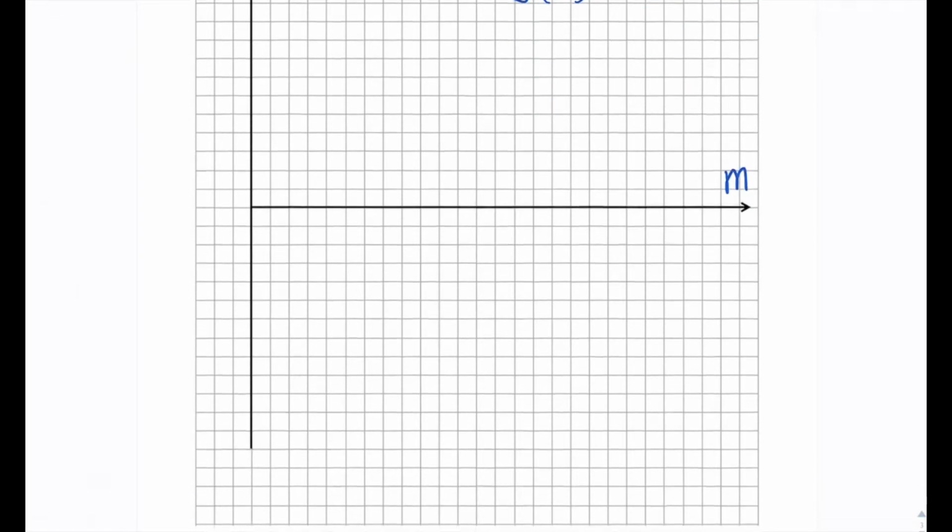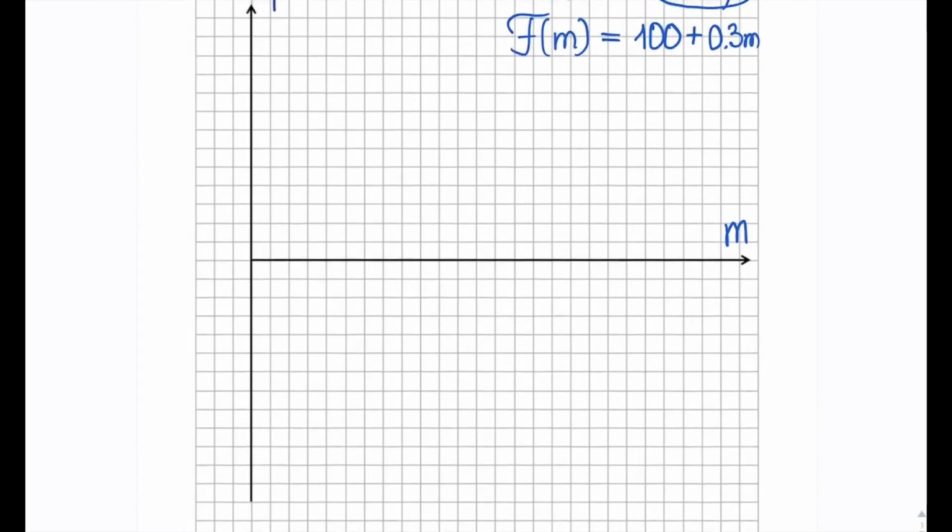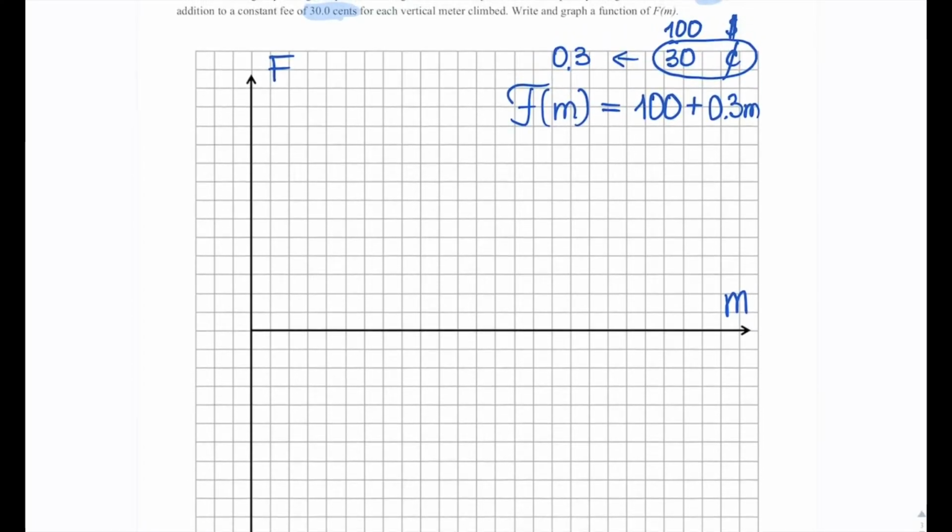And let's see, they want us to figure out 3,000 meters. So it doesn't make sense to graph it by meters. I'm going to go by thousands. I'm going to go by fives. So this is 1,000, then 5 boxes to the right is 2,000, and then this would be my 3,000 meters. As far as height goes, that's in bucks. So I'm going to start at $100.